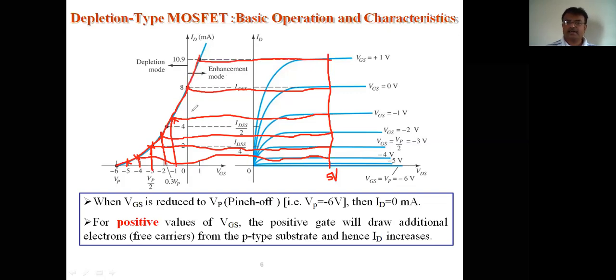So to the right of this vertical line is enhancement mode, to the left of this vertical line is depletion mode. Here you are depleting the carriers, so current decreases. Here, in enhancement, it goes on to increase.